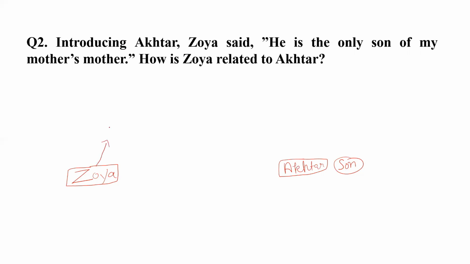So Joya's mother, I'm writing here, Joya's mother. Again it's saying mother's mother, so mother of mother. So again you have to write here one more higher level of status relationship. So Joya's mother's mother, you have to write it in this way. Joya is telling that Akhtar is the only son of my mother's mother. That means Akhtar is the son of this lady. Okay, so Akhtar is the son of this lady.